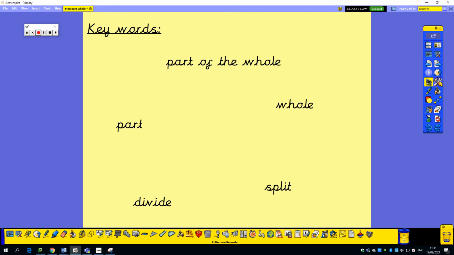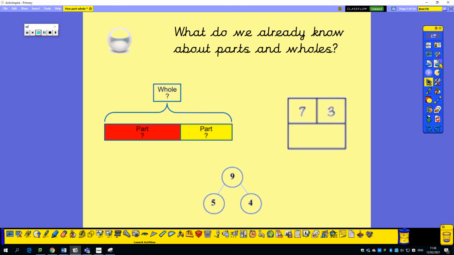So here are some of our key words for our learning today. We've got part of the whole, part, whole, divide and split, and these words are quite familiar after our division learning last term. So, using your Pearl Power, what do we already know about parts and wholes?